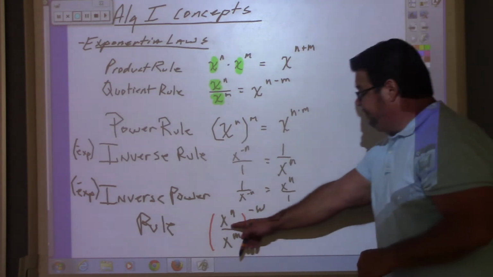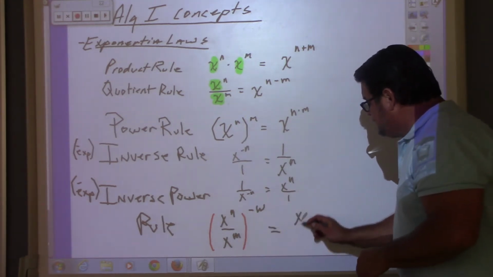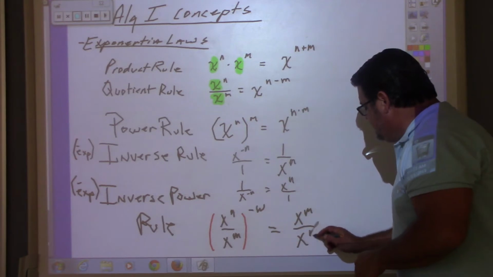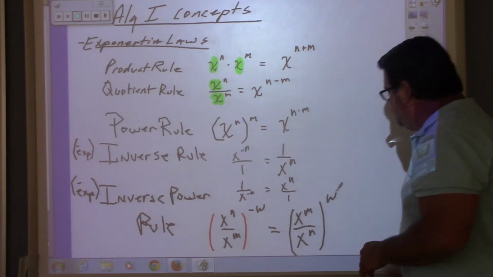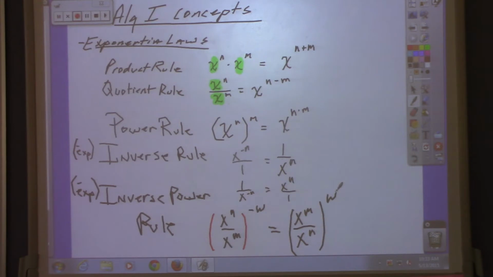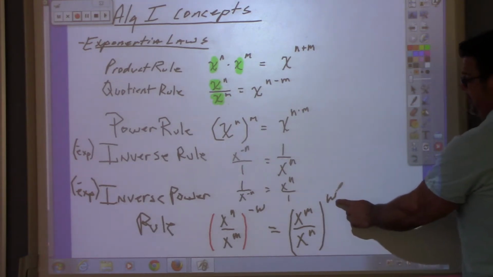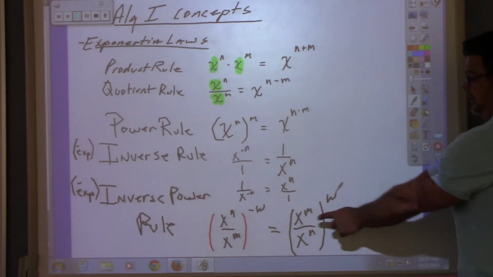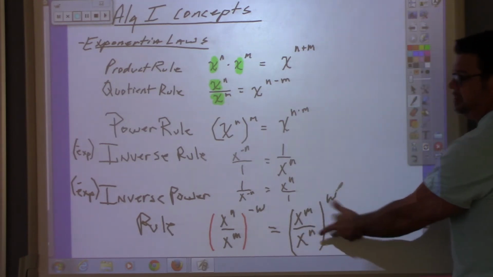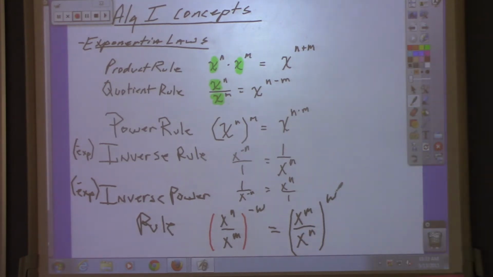So when I flip the inside of the parentheses, I get x to the m over x to the n, raised to the w power. Now, could I use the power rule and distribute that w? Yes. And numbers, they combine. So if this was a 1 and a 2 and this was a 3, then that would be x to the 3 over x to the 6. So this is just a review to get your brain thinking about those Algebra 1 concepts.